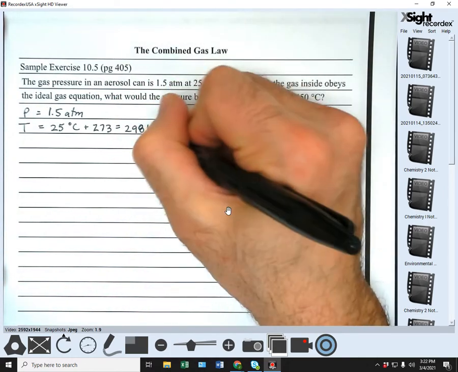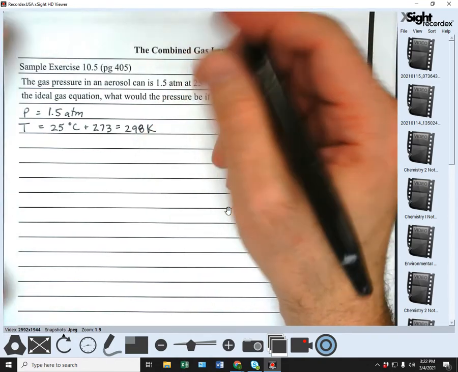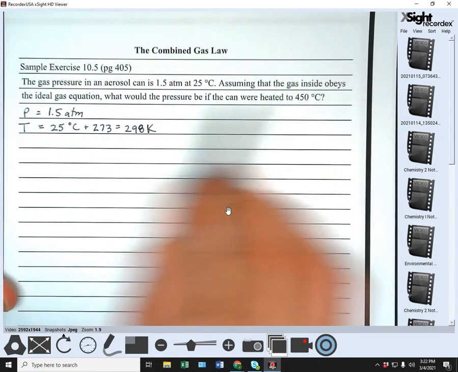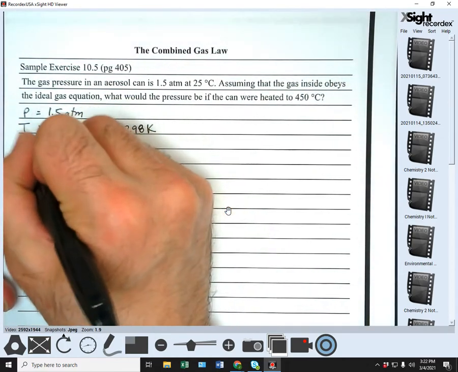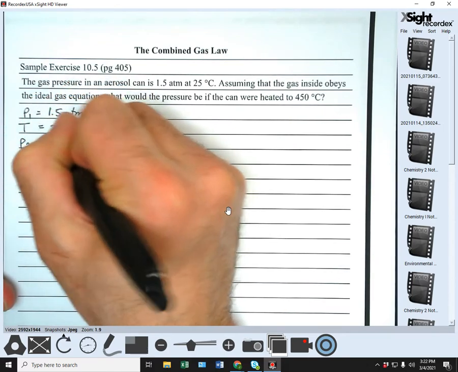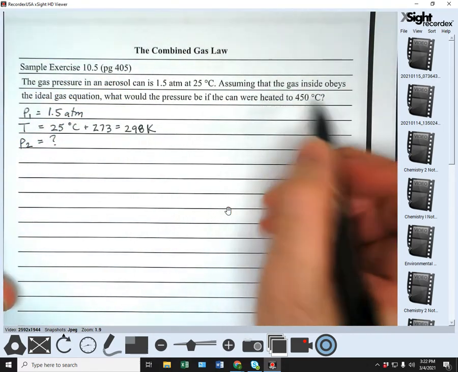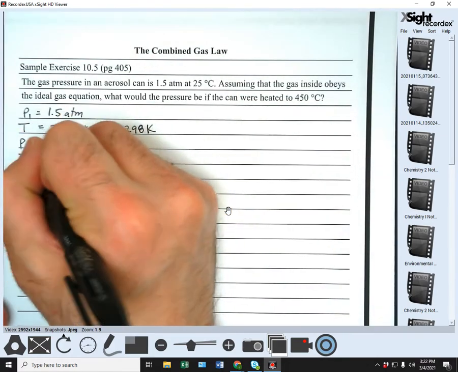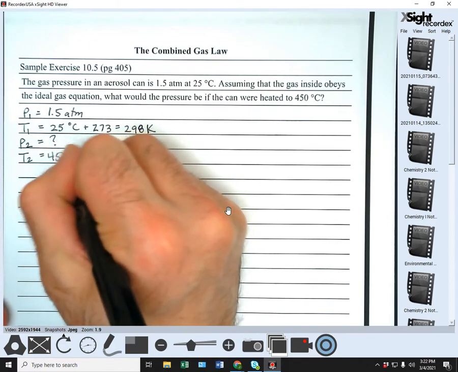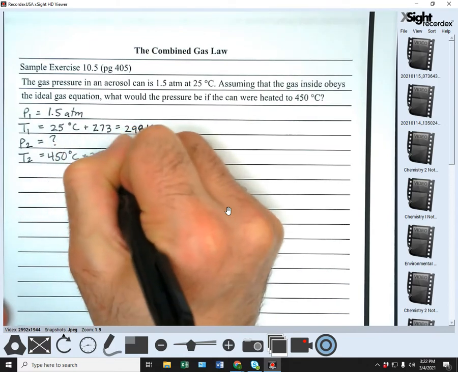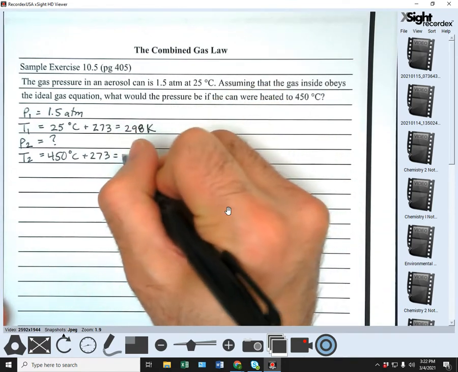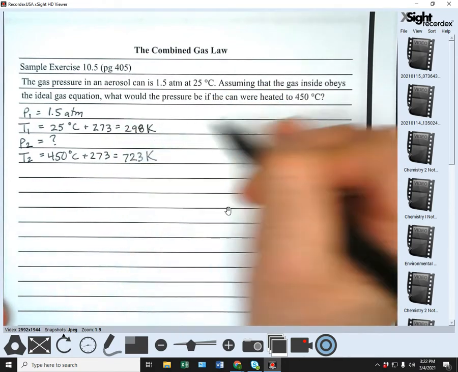All right. Now, let's see. What would the pressure be? So it wants to know a new pressure. So we have a first pressure and a second pressure. What would the pressure be if the can were heated to 450? Okay, so we've got a T1 and a T2. T2 is 450 degrees Celsius, so plus 273 gives us 723 Kelvin. Okay.